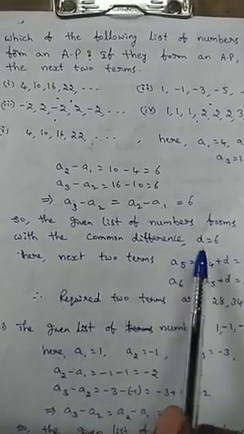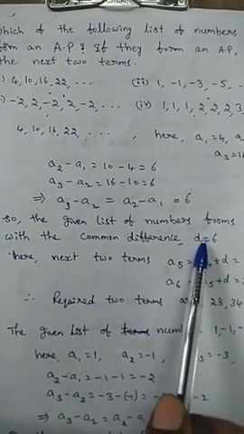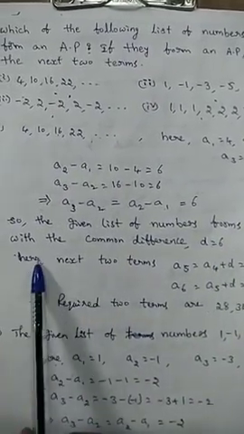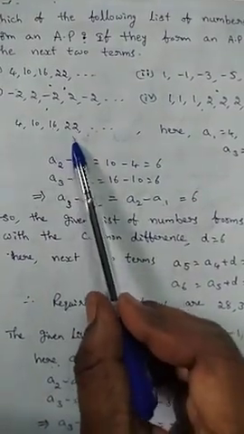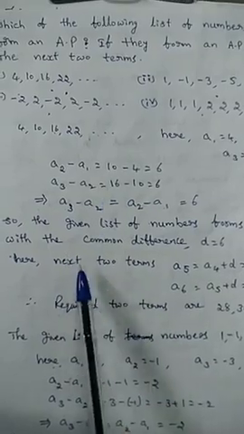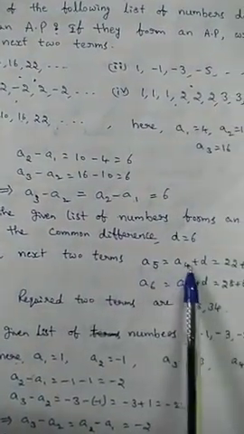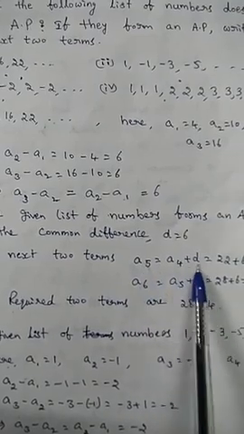Already we know the first term and the common difference in the problem. What are the next two terms here? Four terms are given, so the next term is a5 and the next is a6. So a5 is equal to a4 plus d. How can you say that a5 is equal to a4 plus d?